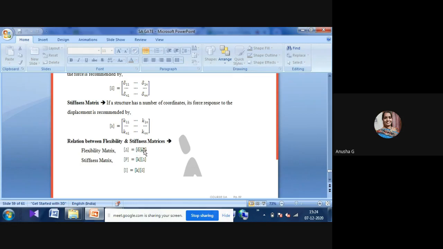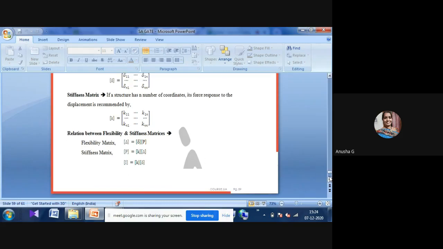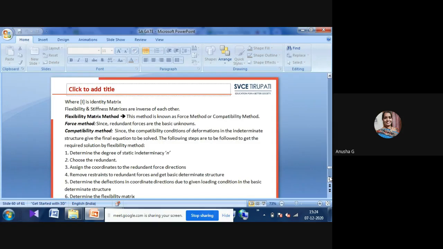Flexibility matrix: delta equals displacement. We assume this displacement into P, and for stiffness, P equals K into delta, and moment of inertia I equals K into delta; like that we have to consider here by identifying the matrix. The flexibility matrix method is the main force method. That will be the compatibility method.